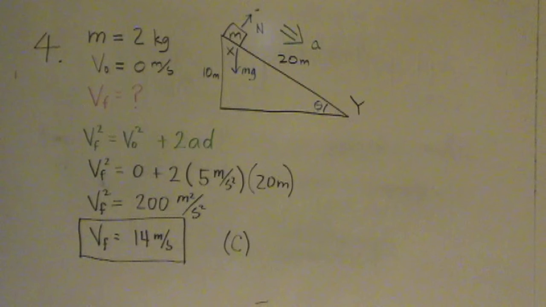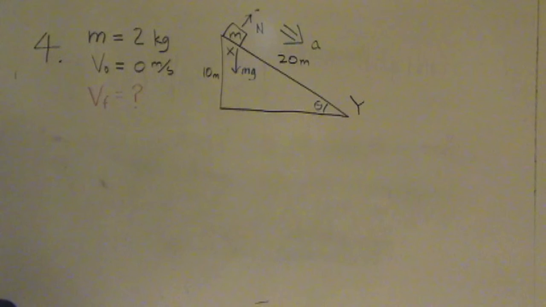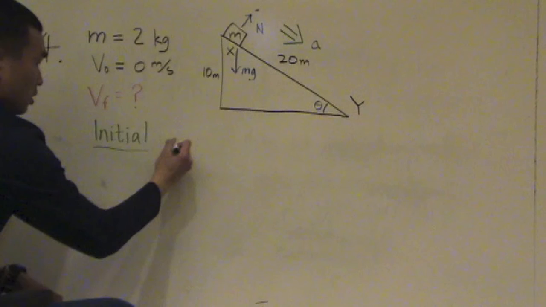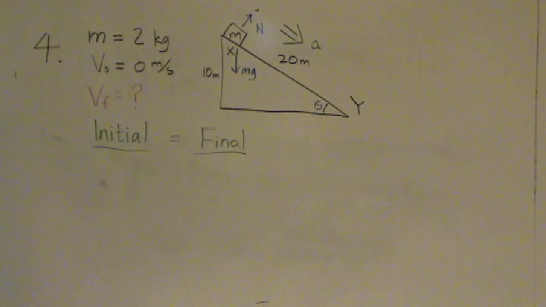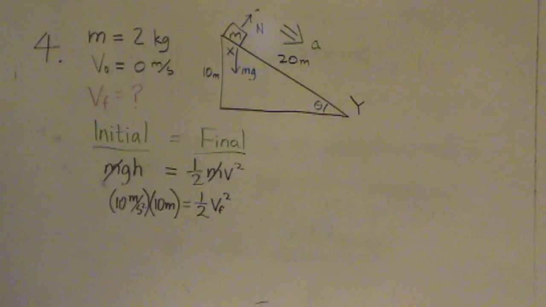However, if we didn't know the acceleration from number 3, we could also use work. Conservation of energy says that the initial energy is equal to the final energy of the system, and initially we started out with some gravitational potential energy, MGH, and supposedly all that energy is transferred to kinetic energy, 1/2 mv squared. We're going to do some math over here, cancel the m's, plug in the numbers, and the final velocity is 14 meters per second again.